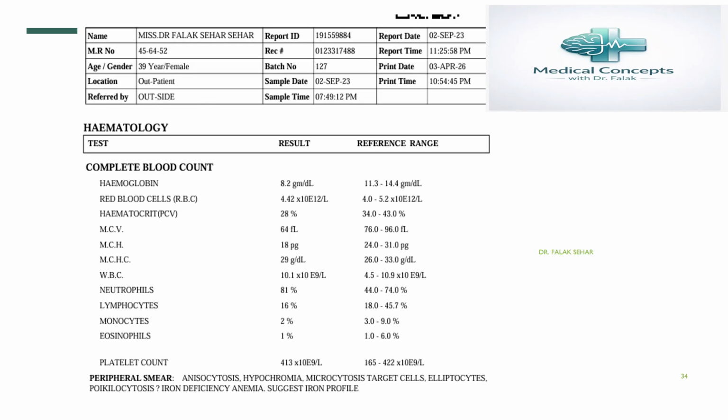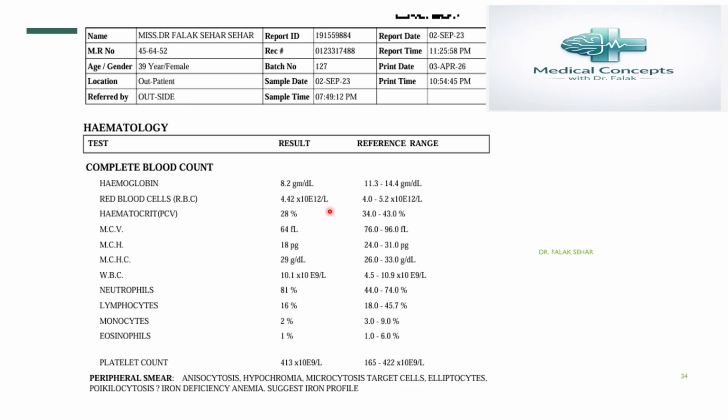Now let's do an important clinical task, the interpretation of a complete blood count report. Here in this picture you will find that hemoglobin is 8.2 gram per deciliter, which is clearly low and thus indicating anemia. The hematocrit is also reduced at 28%, which also supports this finding. Looking at RBC indices, the MCV is 64 femtoliter, which indicates microcytosis. MCH is also low, suggesting reduced hemoglobin content per cell. MCHC is relatively within range, but overall the picture points toward hypochromic microcytic anemia.